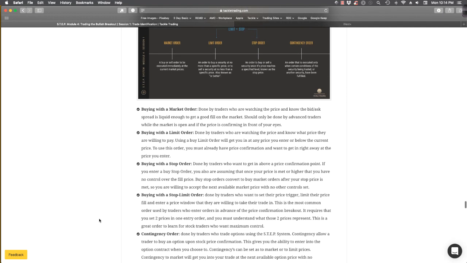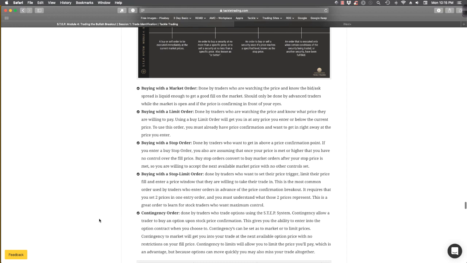So really, the best order, in my opinion, to enter a trade on a breakout would be a buy stop limit order. A contingency order would also be highly effective. A buy stop limit would give you a trigger price, the stop price, at or above the price you specify, and then a limit price. Don't spend more than the specified limit price. You get the confirmation you need, but also control the price.